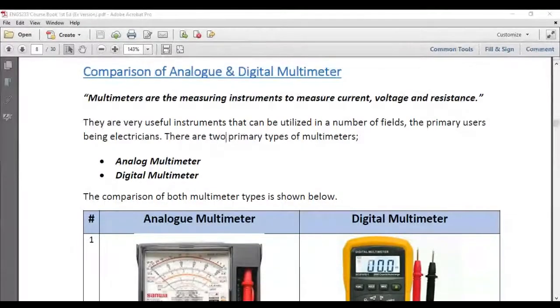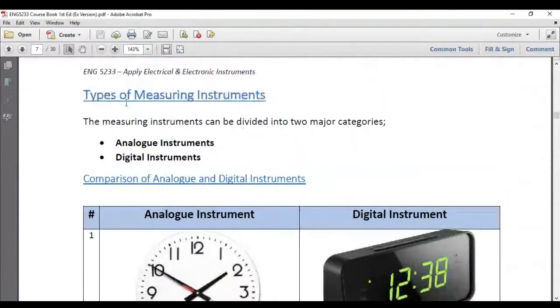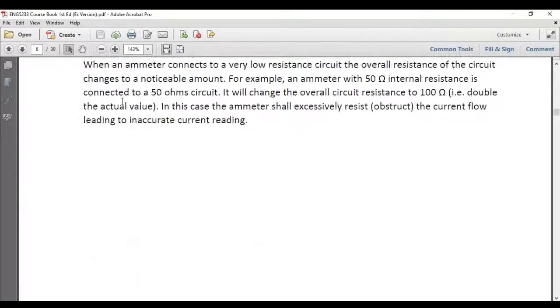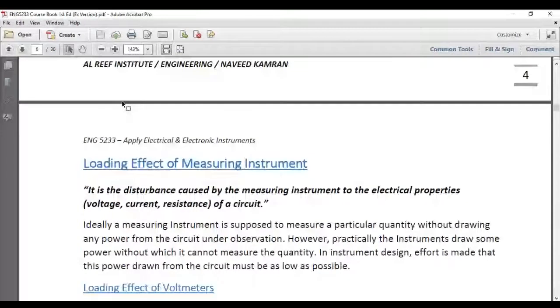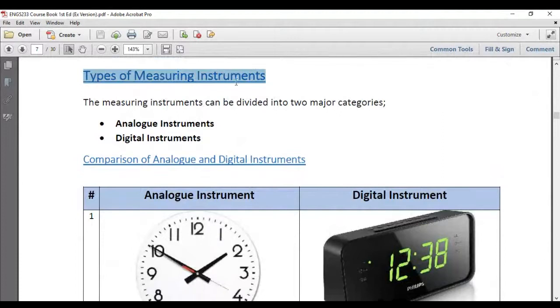Okay, class, we are going to start a new topic which is about comparison of analog and digital. Sorry, comparison will come later on. First, we will talk about the types of measuring instruments.